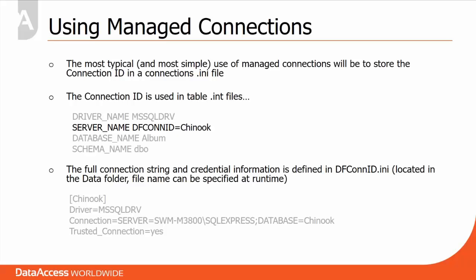So instead of having all of that connection information out in the INT files, now you've got a simple connection ID, in this case Chinook, in each of the INT files, and then your connection INI file specifies everything else that it needs to know about using the Chinook connection: which driver, where the server is, what the database is, the type of connection. And again, this is very simple using trusted connections for MS SQL. It can be as simple or as complex as your environment needs to be.